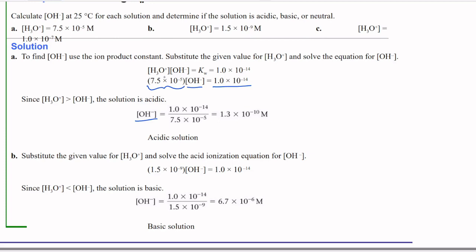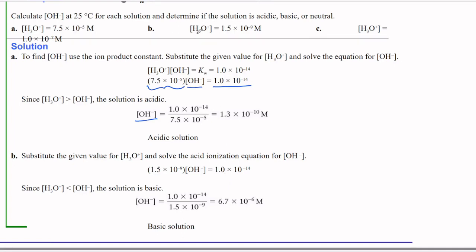So our hydroxide ion concentration is lower than 1 times 10 to minus 7. Okay, hydroxide ion concentration is lower than that. That means we have an acidic solution. So we'll solve B the same way.